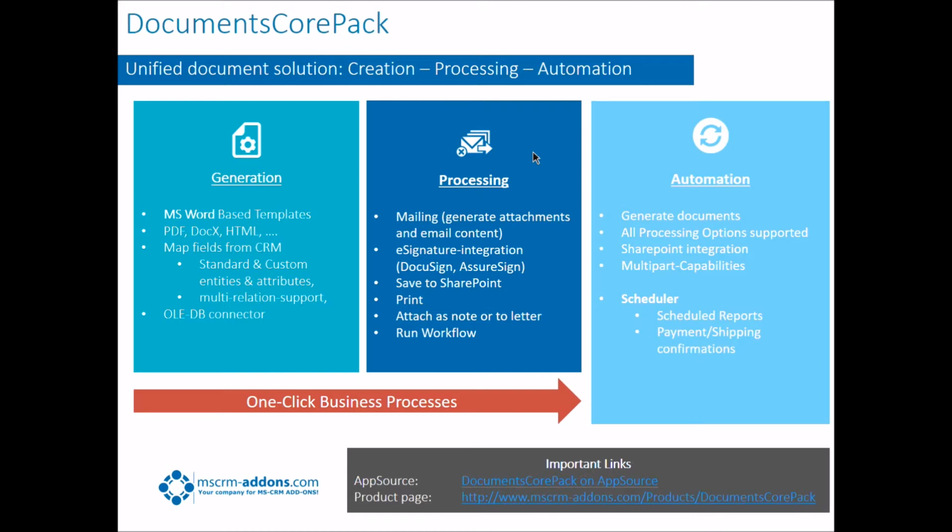The automation is basically that you can generate documents automatically via workflows or through the DocumentsCorePack dialogues with the one-click business process. All processing options are supported. It has SharePoint integration. You have multi-part capabilities, which means you're able to take several different documents and combine them into a workbook. That's a really nice feature. So you can take a PDF from SharePoint, a document that you generate via DocumentsCorePack, a cover sheet, etc., and combine all those together.